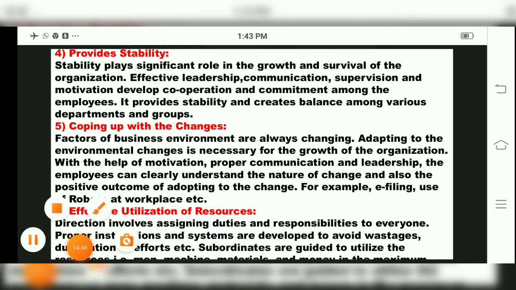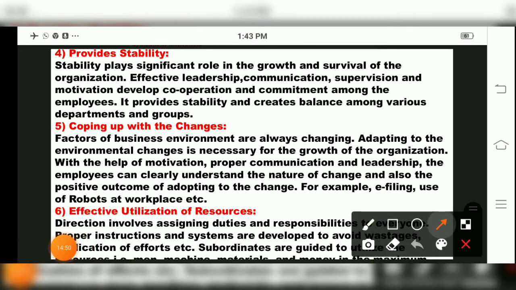Then the fifth point is what? Coping up with the challenges, children. See, the fifth one is coping up with the changes or challenges. Now see, the factors of the business environment are always changing. You have to adapt to the environment and the changes necessary for the growth of the organization. So with the help of proper communication, motivation and leadership, the employees can clearly understand the nature of change, and also the positive outcome of adopting the change can come.